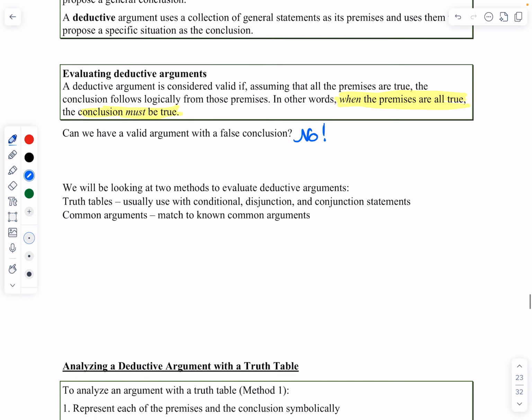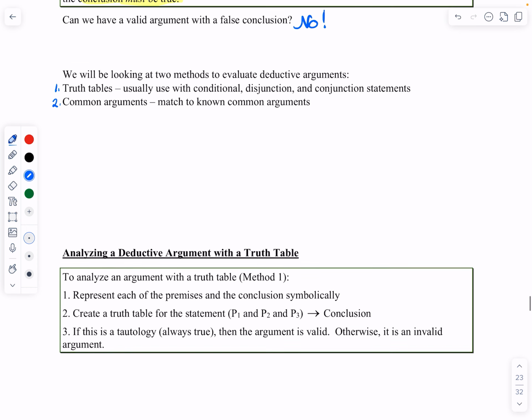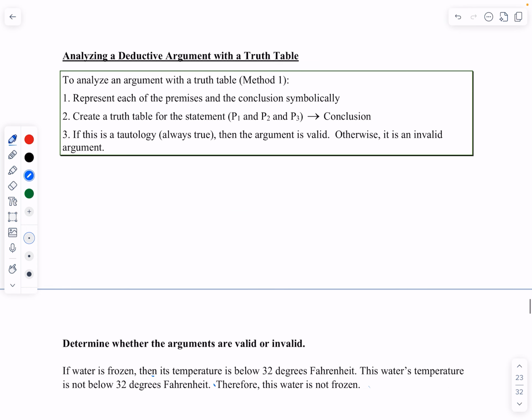There are two ways to evaluate deductive arguments, one of which is through a truth table, so we'll look at that. The other one is by using common arguments. When we get there, I'm going to show you that on the common argument page, the definitions will be given to you, so you don't have to memorize those. But truth tables, you do need to figure out how to use. By the way, truth tables are usually used with the conditional, disjunction and conjunction. So let's check out the deductive argument with the truth tables.